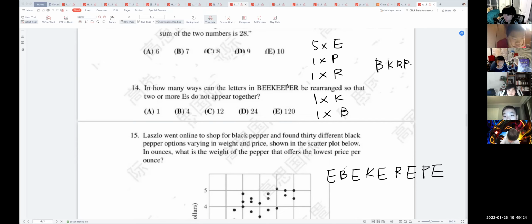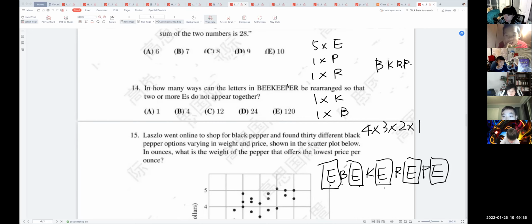E 是固定的，E 不能动了，能动的只有什么？只有 B，所以是4乘以3乘以2乘以1。Because in this place you could put B, you could put K, you could put R, you could put P. When B is being used, this place could only be K, P, R. Correct? So 4 possible places, 3 possible places, 2 possible places, and 1 possible place. So times together equals 24. So the answer is D.